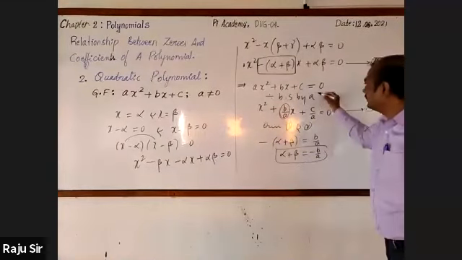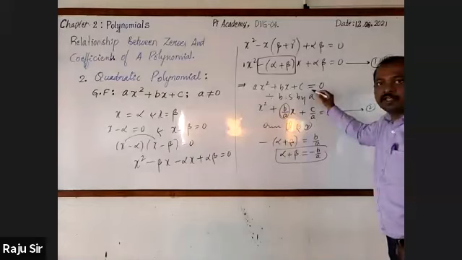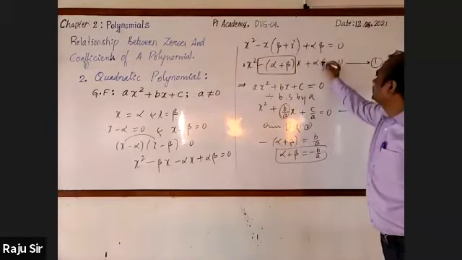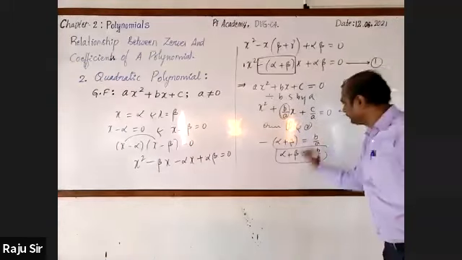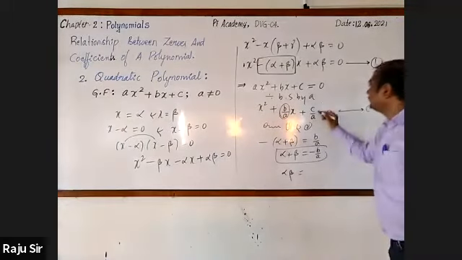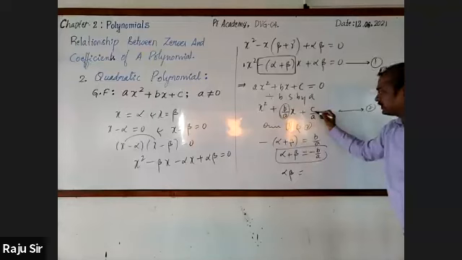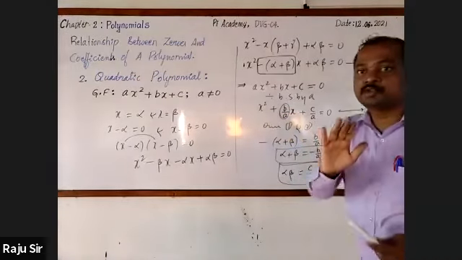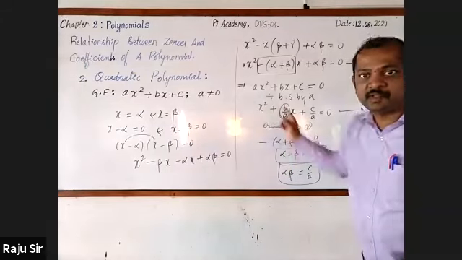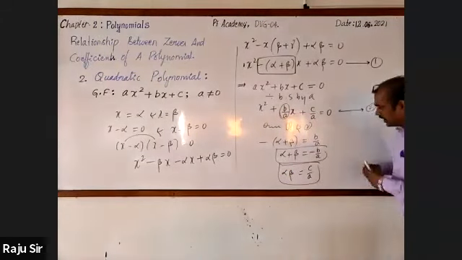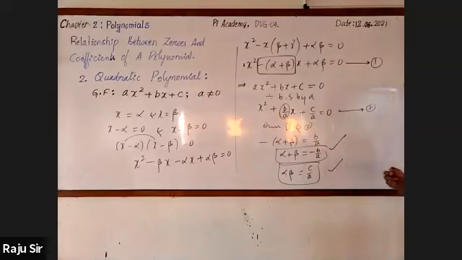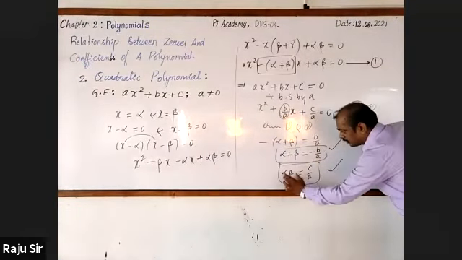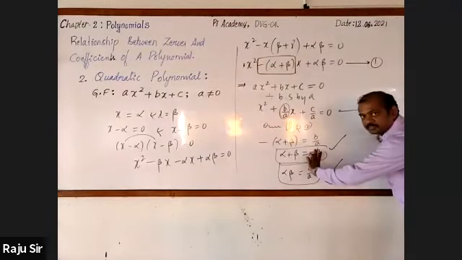Next, I go for taking the last one. Constant. This is alpha into beta. Then, in place of that, c by a is there. Please don't copy. These two are the statements which give the relationship among zeros and coefficients.